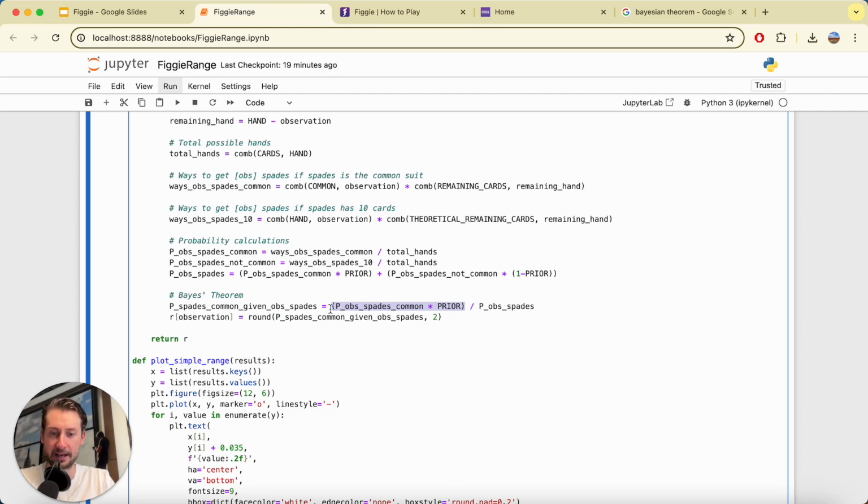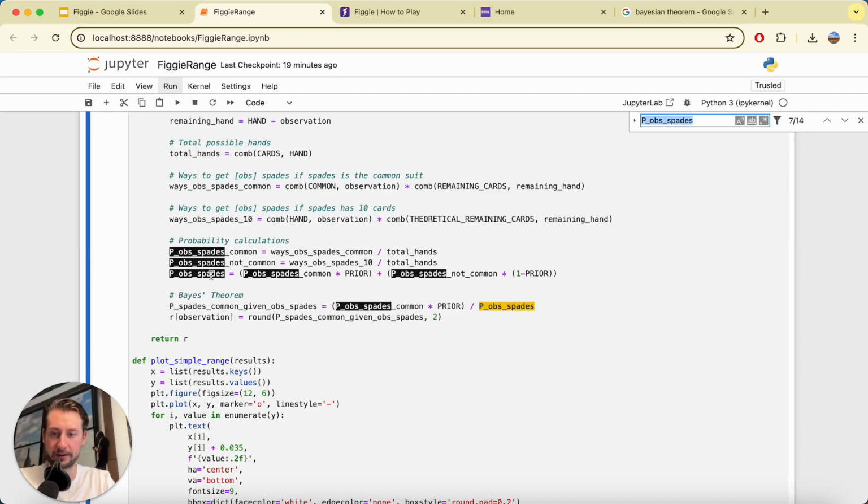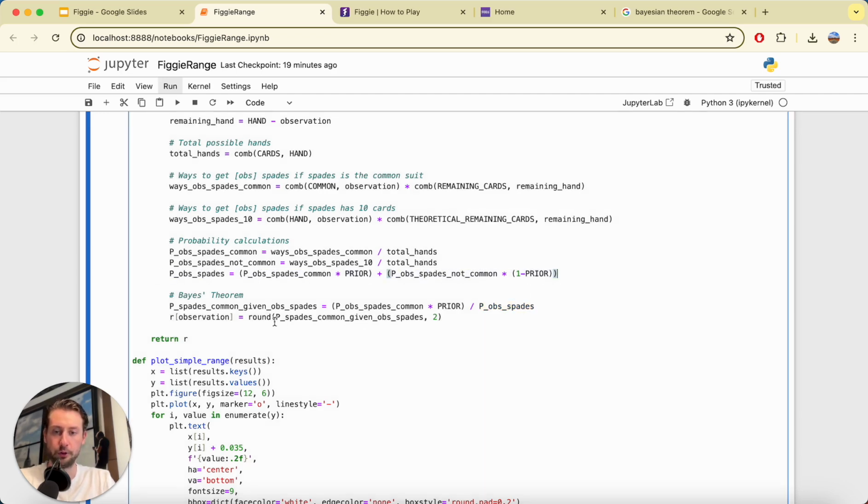So we're going to scale that update by the normalization factor. And the normalization factor is essentially this chunk here. The normalization factor is the probability of observing spades, right? The probability of observing spade is essentially what we've just described here. It's the probability of observing that many spades, given that spade is the common suit, and that is our likelihood, weighted by our prior, essentially. So this is the case where spade is actually the common suit.